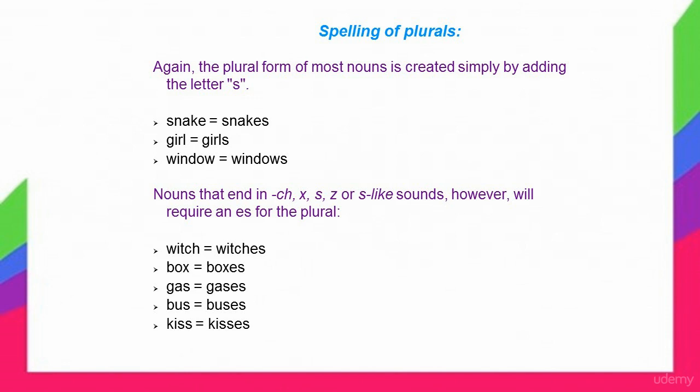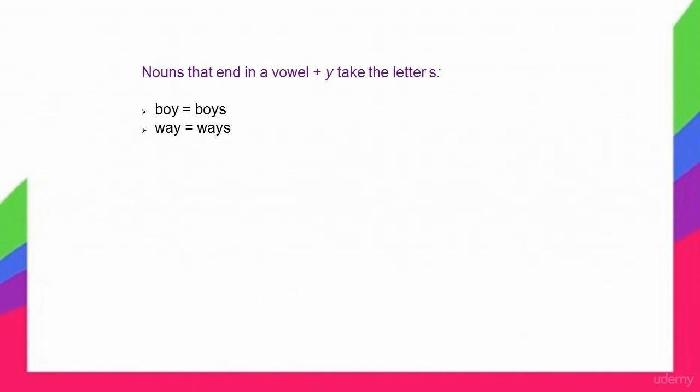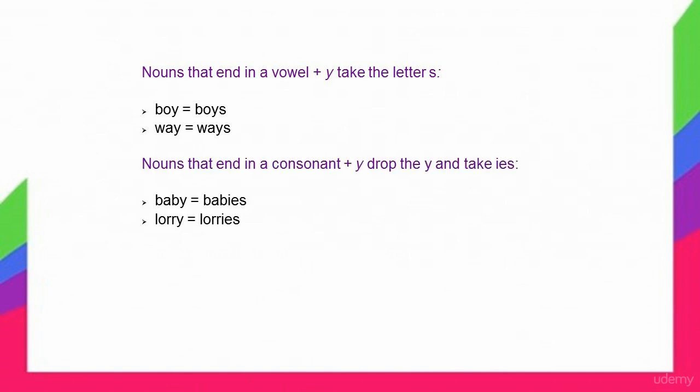Nouns that end in a vowel plus a y take the letter s. More than one boy, boys. More than one way, ways. Nouns that end in a consonant plus y drop the y and take ies. More than one baby is babies. More than one lorry is lorries.